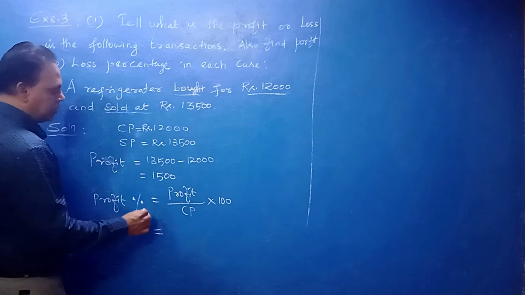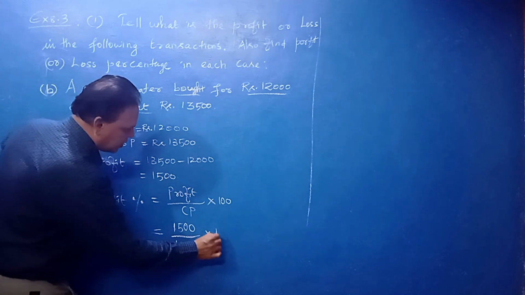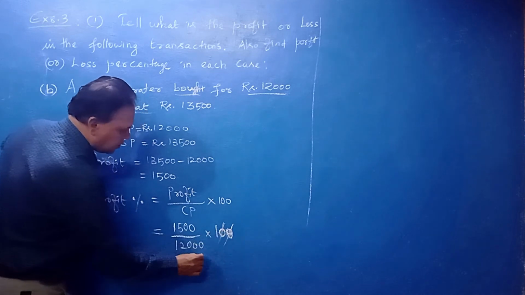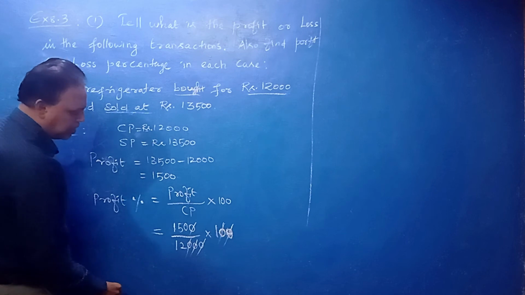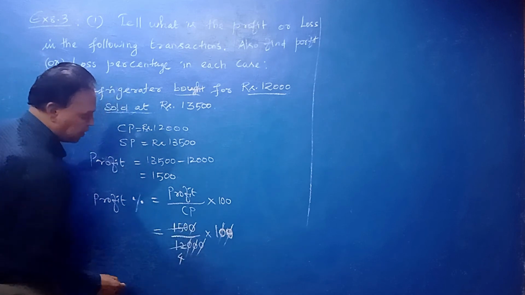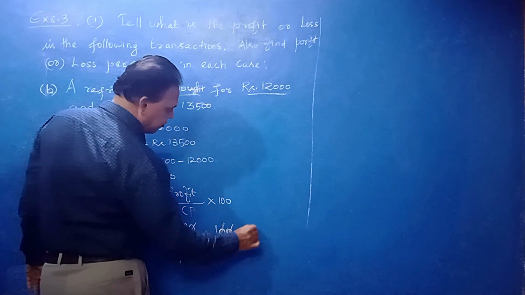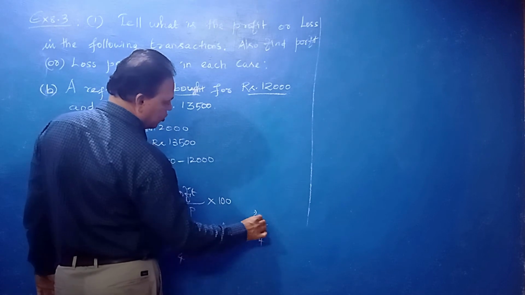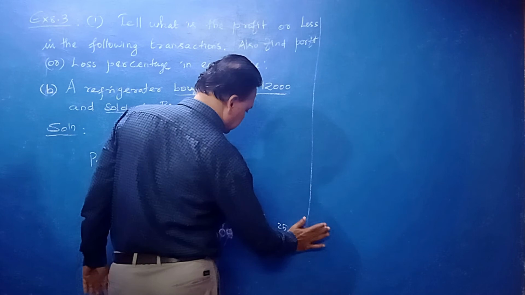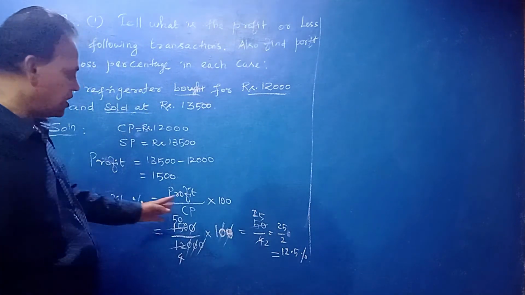So what is profit? 1500 by CP 12,000 into 100. You can cut one 0, and one more 0 also cut it. In the 4 table, or 3 table, 4 times it will go. 3 table 50. Then that is 50 by 4. 50 by 4 is nothing but, in 2 table it will go, 25 by 2. 25 by 2 is nothing but 12.5%. So the profit percentage is 12.5 percent.